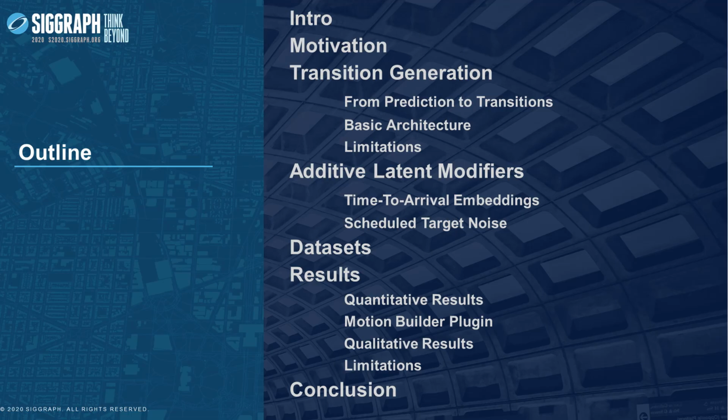I'll talk to you today about why automatic in-betweening is interesting, how to leverage recent motion prediction advances to build a transition generator, and where the naive adaptation to transitions fail. I'll then present how we address those issues through additive latent modifiers before presenting the datasets, experiments, demos, and limitations of our system. So let's jump right ahead into some context.